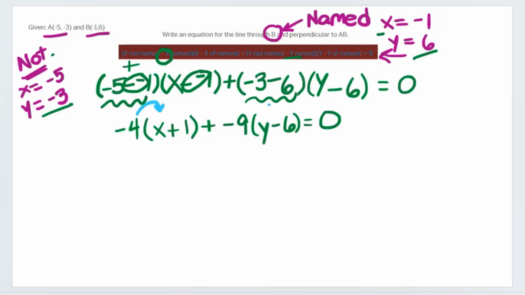Distribution is just taking the number that's sitting outside the parentheses and multiplying it against everything that's inside the parentheses. -4 times X is -4X. -4 times a positive 1 is -4. -9 times Y is -9Y. -9 times -6 is, again, you take the sign that's right in front of it. -9 times -6, that's a positive 54.